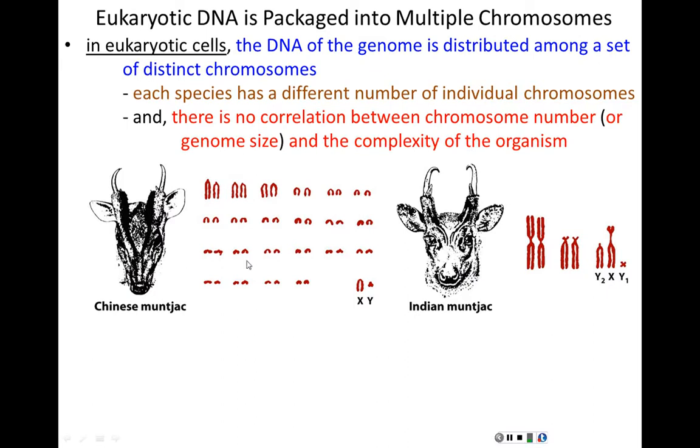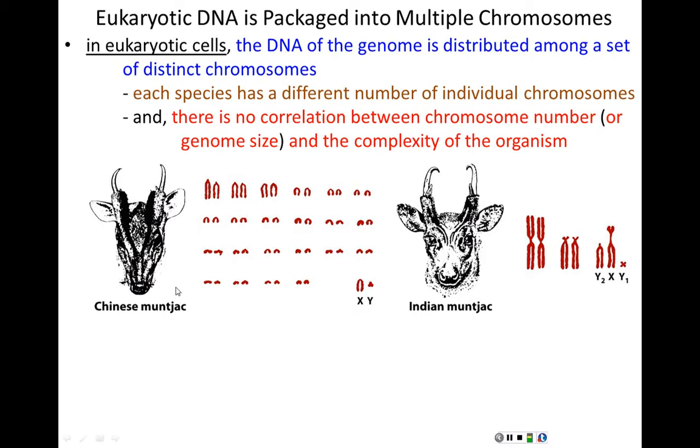However, look at the genomes of these two organisms. The Indian muntjac has three chromosomes. Two pairs of somatic chromosomes, and then this weird sex chromosome where there's actually two Ys and a single X. But this is the genome of the Indian muntjac.